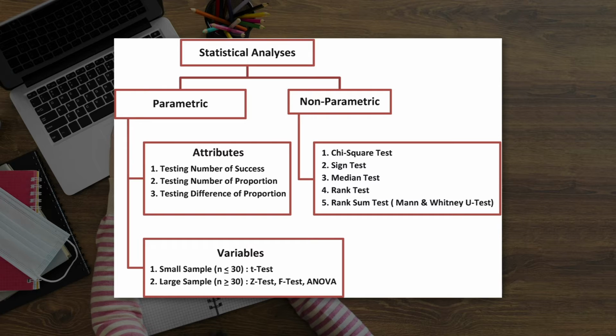As far as the parametric tests are concerned, when we have a small sample, n less than or equal to 30, we go for the T test, and when the sample is large, n greater than or equal to 30, we go for the Z test, F test and ANOVA test. We are going to talk more about all these tests in our forthcoming sessions.